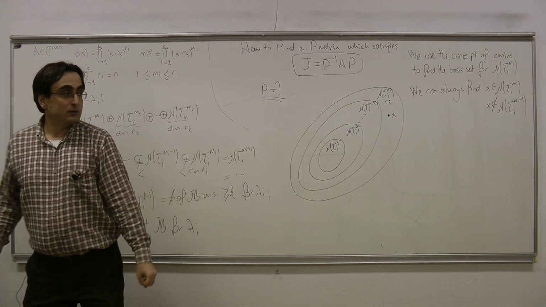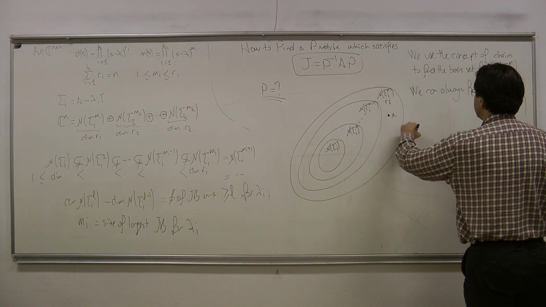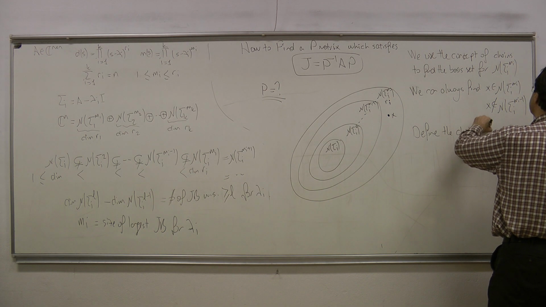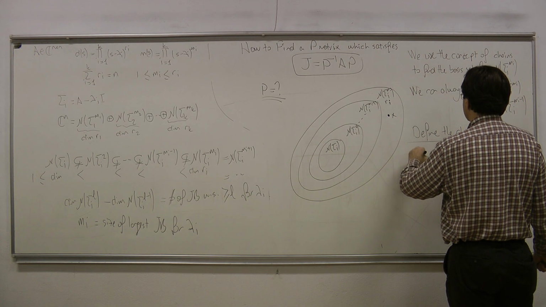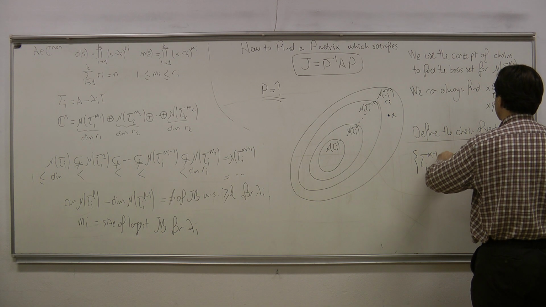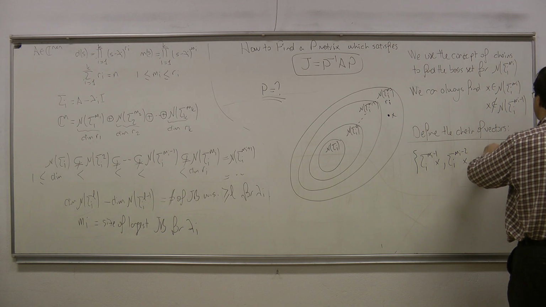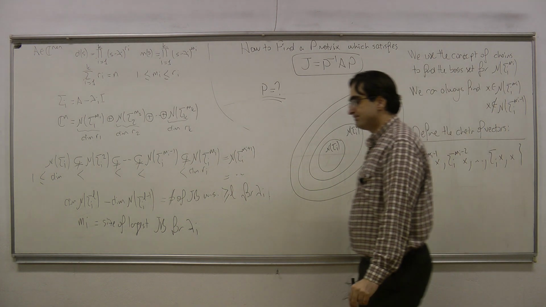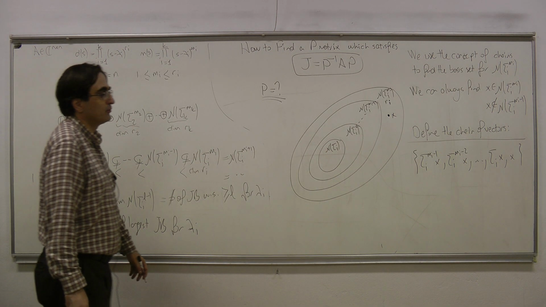Then what do we do? After finding this x, we define the chain of vectors. This chain of vectors is composed as follows: sigma I to the mi minus 1 x, sigma I to the mi minus 2 x, and these continue until sigma I x, and then x. This is my chain of vectors. This is a single chain of vectors.